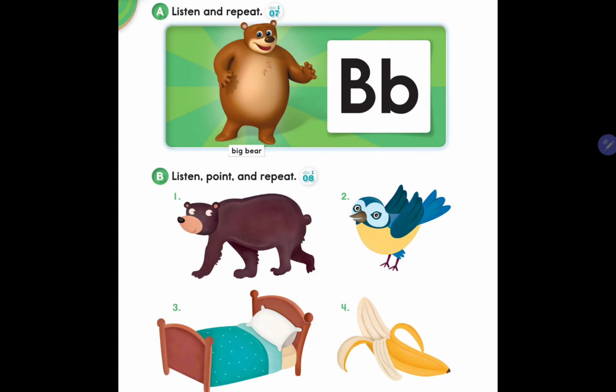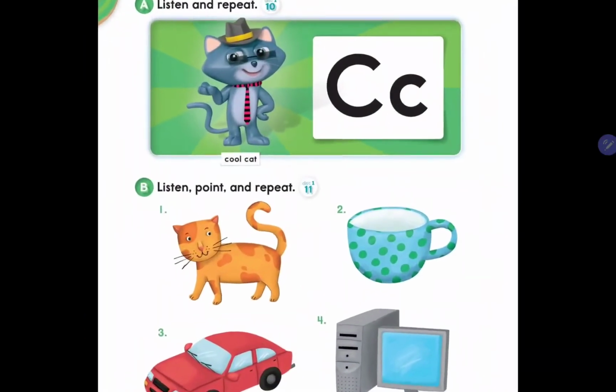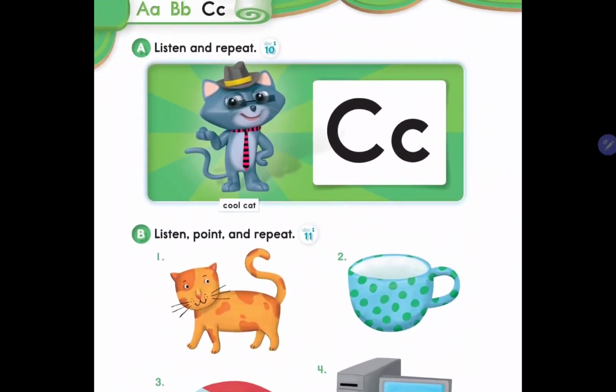Let's go to picture number four. Banana. B, B, banana. These are all our B words. Let's go to letter number C. This is letter C. The sound is K, K, K.